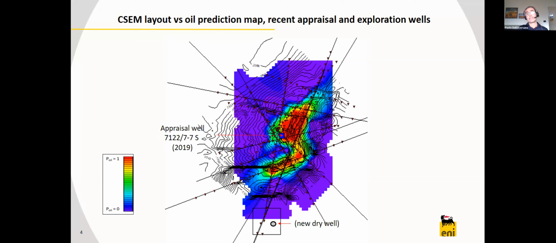And it was a dry well, unfortunately. And indeed, it is in the low probability area to find oil. And so these two wells are fully consistent with our map that we published in 2012 for the first time. So you can find this map for the first time in First Break in 2012, so 7 or 8 years before drilling the wells.